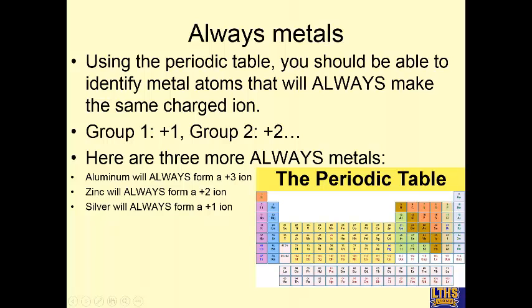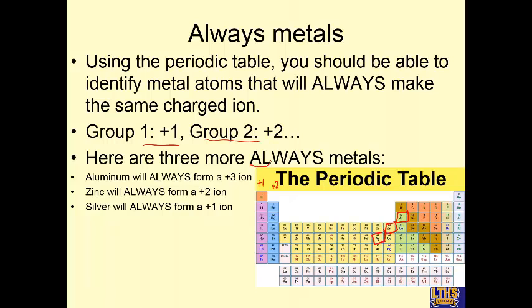Okay. Now, always metals. Some of the elements on the periodic table, when they form ions, will always make the same charge. And we're talking metals here. Non-metals never vary in charges, but metals can. So we're going to talk about the always metals. You're going to be able to find the always metals because you'll always get a periodic table. In group 1, all these purple ones here will always form a +1 charge. Okay, no doubt about it. Group 2 will always form a +2 charge. Then there are 3 more always metals: aluminum, zinc, and silver.